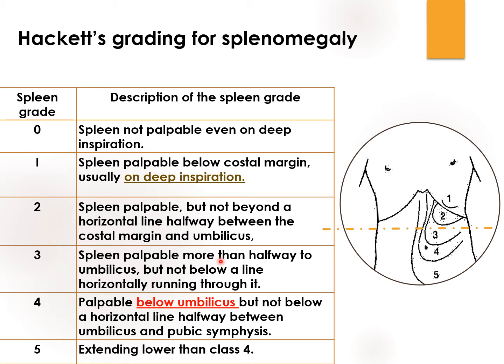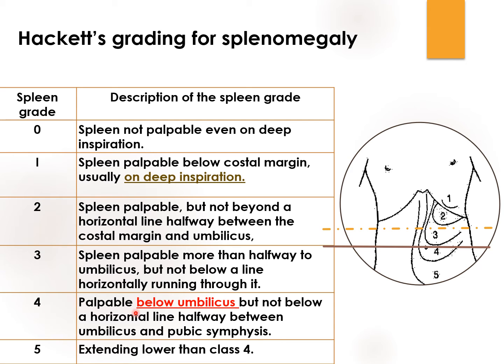Grade 3, when the spleen is palpable more than halfway to the umbilicus, almost near the umbilicus, and crossing this line between the costal margin and umbilicus but not crossing the line through the umbilicus. So we have to draw the horizontal line through the umbilicus, and when the spleen is not crossing this second line, that means it is grade 3.